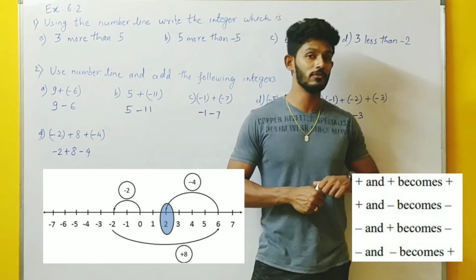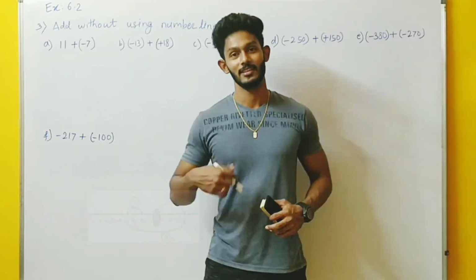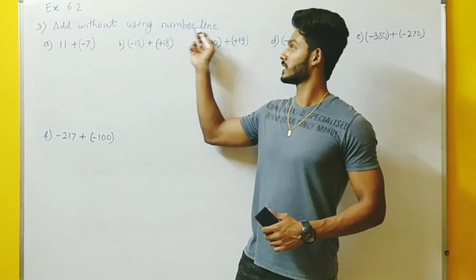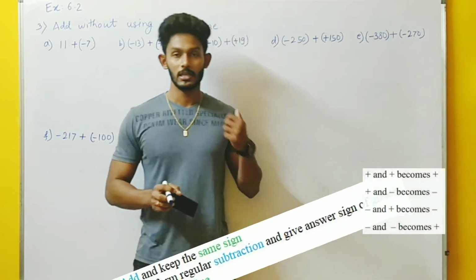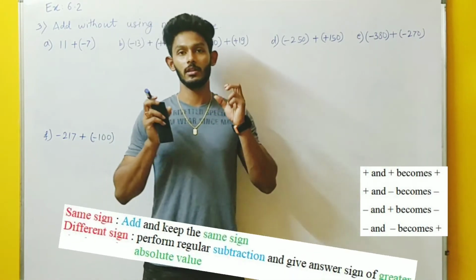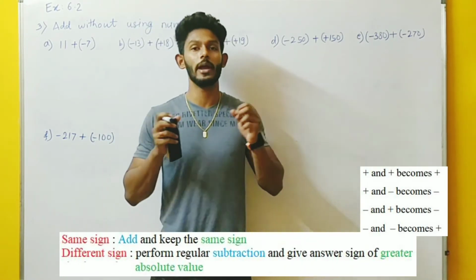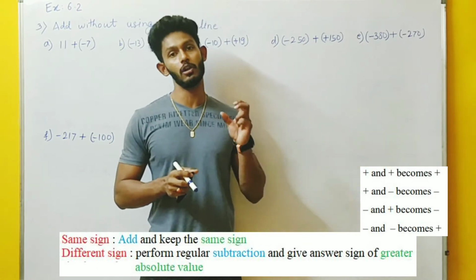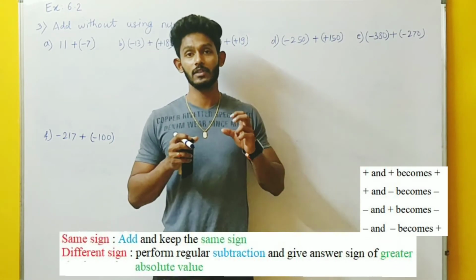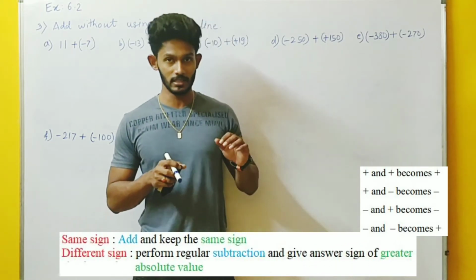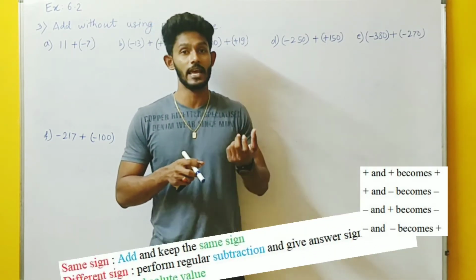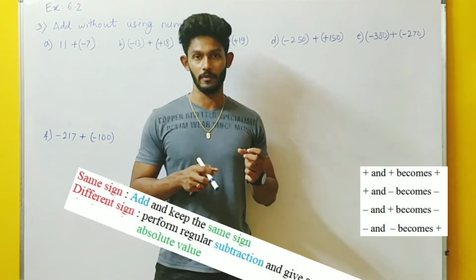So answer for this one will be 2. Next one, add without using number line. So in this case we are going to make use of these rules. That is, whenever we have numbers with the same sign, we are going to add those numbers and answer will always have same sign. If there are numbers which have different signs, then we are going to subtract the numbers and answer will always have the sign of greater absolute value.